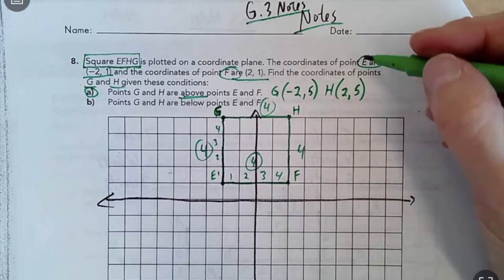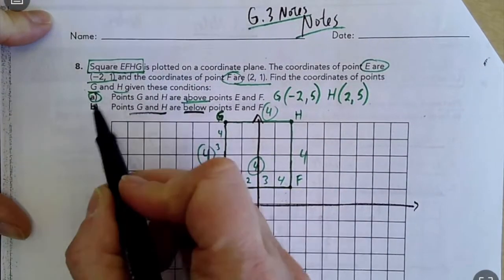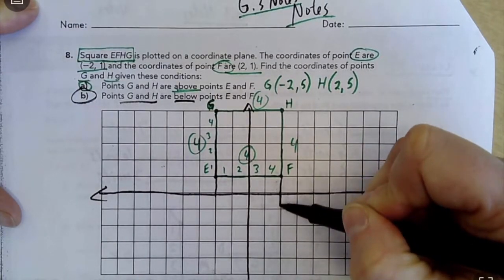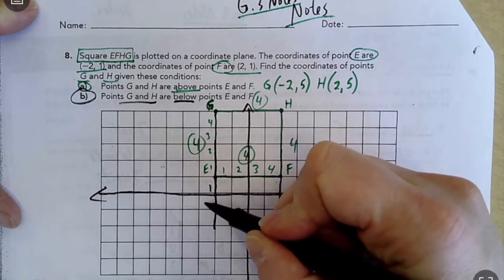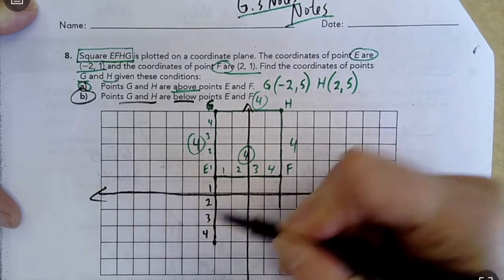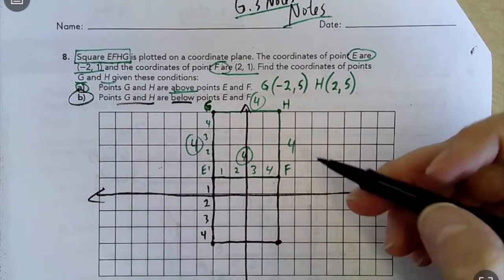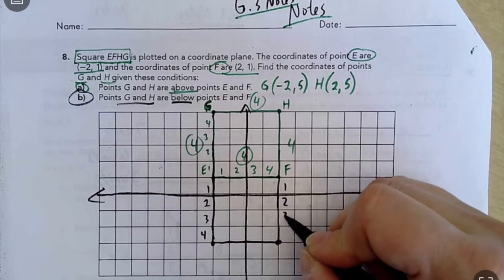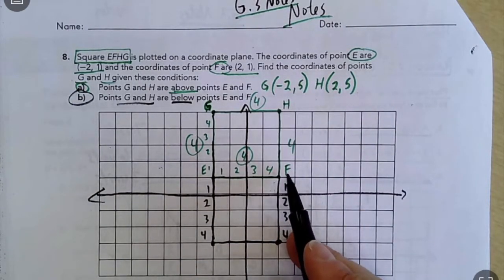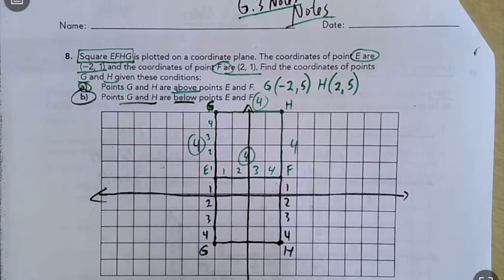So that's G and H if they're above. Could you go ahead and do this? What if G and H are below? Then how would I do part B? Going below, how far below would they be, knowing it's a square? 1, 2, 3, 4. You should have a point here. And tell me those coordinates. Make sure that's 1, 2, 3, 4. Yep. So E, F, F has to go to H, H goes to G, and then G back to E.